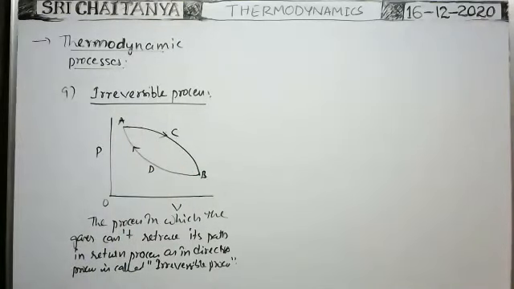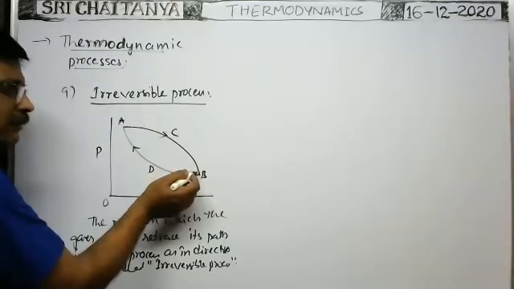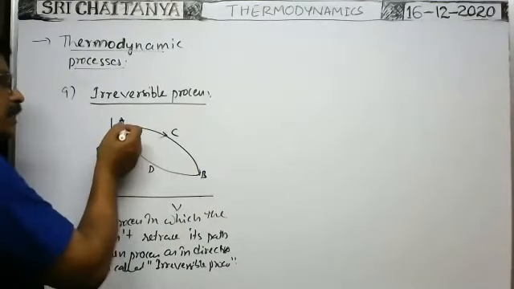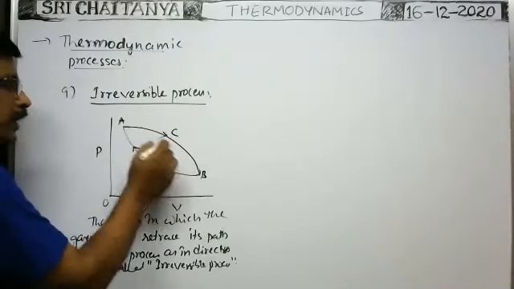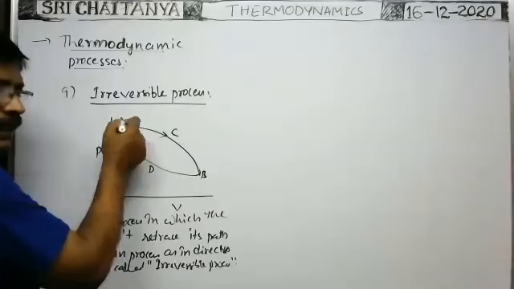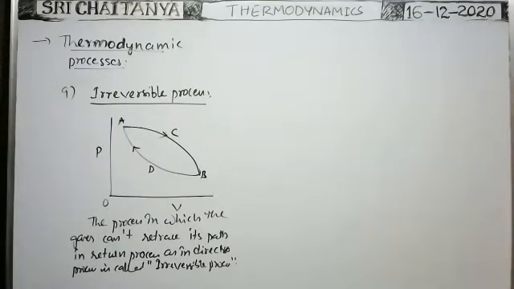Such a type of process is called the irreversible process. Suppose it came back to the initial state from point B through the same states as in the direct process, then that would be reversible. But here it comes back to the initial state by passing through other states, not as in the direct process. So such a process is called the irreversible process.